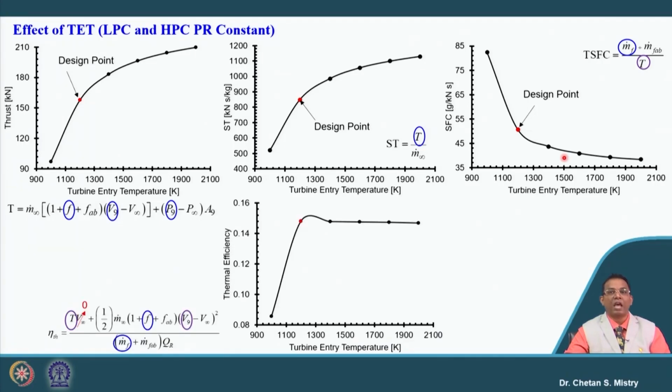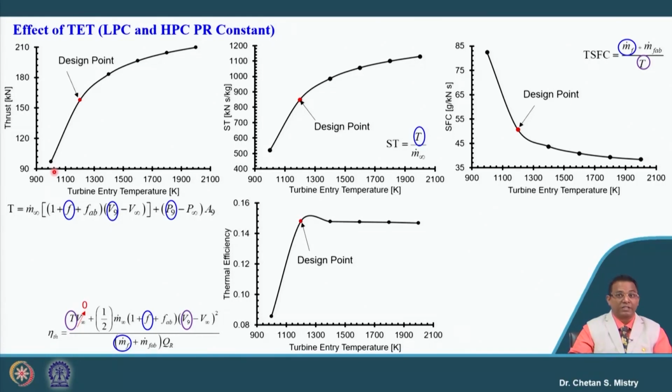Let us look at what is happening with the thermal efficiency. It says if we are increasing our turbine entry temperature, we will have higher thermal efficiency, and that eventually becomes constant. On the lower side also, if we have a lower turbine entry temperature, we will have lower thrust, higher thrust specific fuel consumption, and our thermal efficiency also will be lower. So, we need to be very careful in the selection of this number.